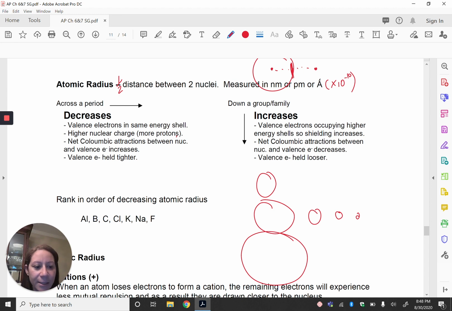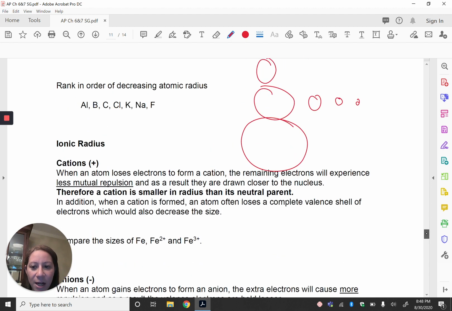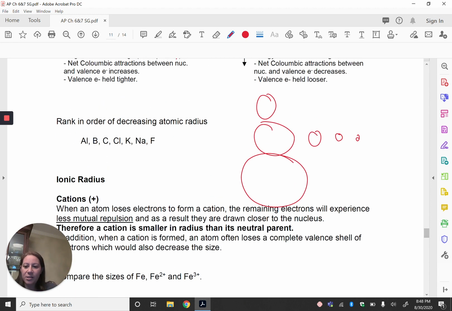All right. So if you're asked about two different elements that are in the same period or the same group, it's pretty easy to tell which one's larger in size, right? Just based on this trend. But what if you're given a whole bunch of different elements?